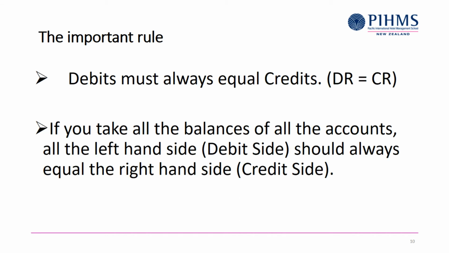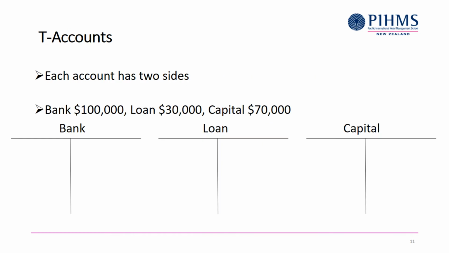Now, the important rule is that when you're looking at things, your debits must always equal your credits. So when you record a transaction or recording anything, the debits must always equal the credits. So if you take all the balance of all the accounts, on the left-hand side, the debits should always equal the right-hand side, the credit side. So just to illustrate with a simple case.